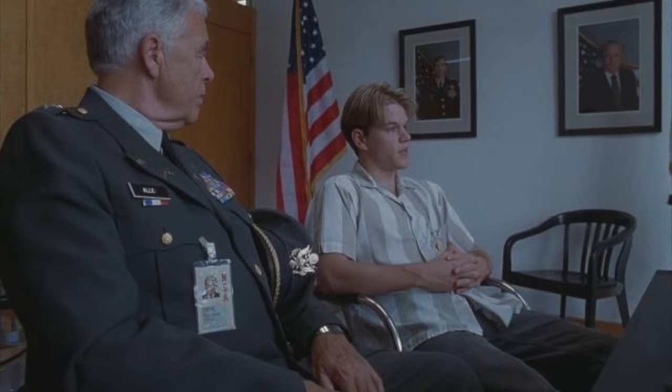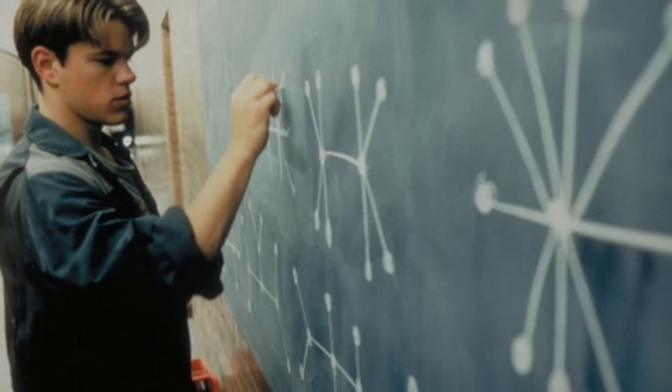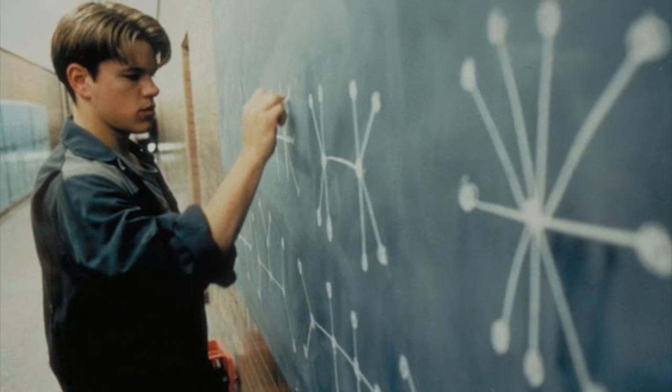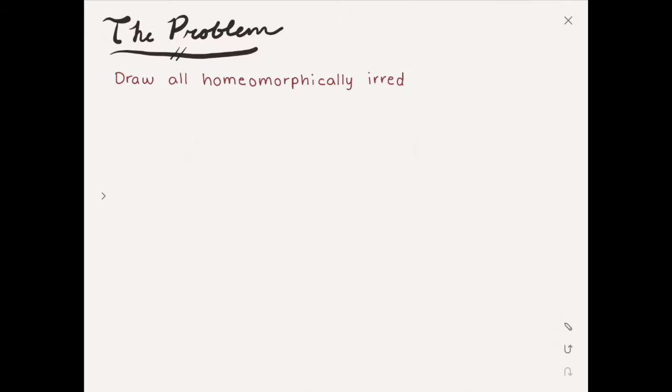He seamlessly goes throughout the film solving math problems, getting job offers from all over the world at very high-up government agencies. In this video, I'll be going over all the problems that Will Hunting solved in the movie, and why some of these problems weren't actually as hard as they were made to seem. So, what does the professor actually ask his students to do? Well, he asks that they draw all homeomorphically irreducible trees of size n equals 10.